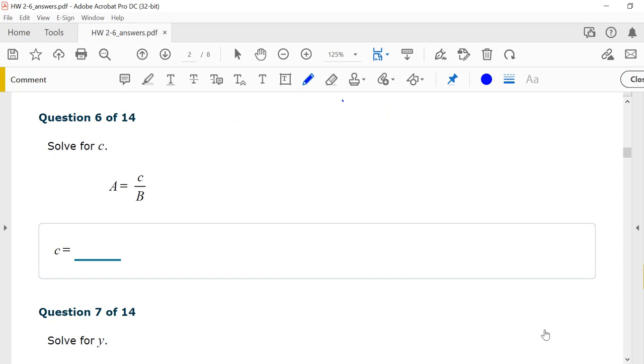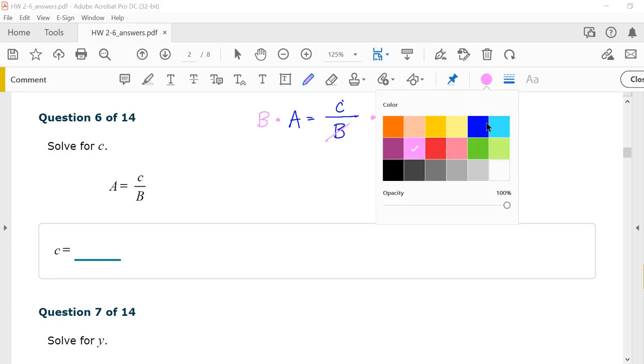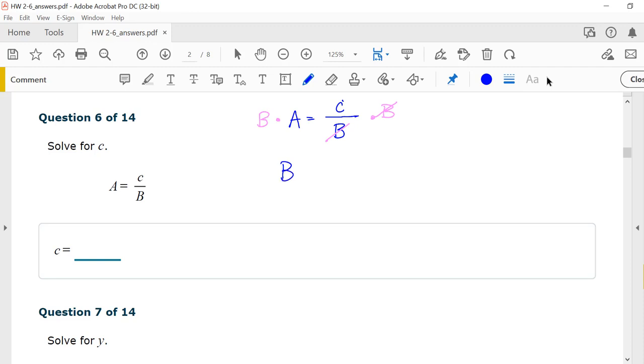Number 6, solve for c. A equals c divided by b. I need to multiply both sides by b. The b's on the right would cancel. And I have ba equals c. Or you could write that as a times b, right? A times b equals c, or you can say b times a equals c.